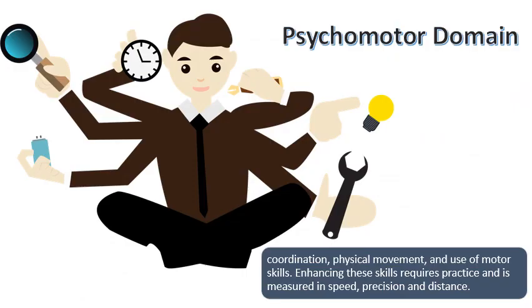Let's proceed to another type of domain under the Bloom's taxonomy, which is the psychomotor domain. The psychomotor domain includes coordination, physical movement, and use of motor skills. Enhancing these skills requires practice and is measured in speed, precision, and distance.